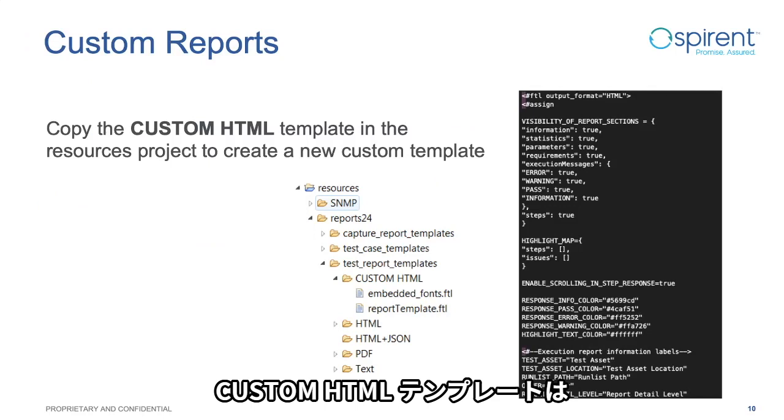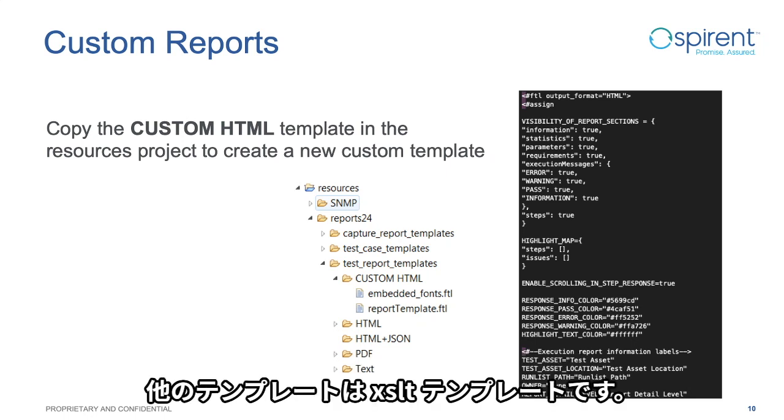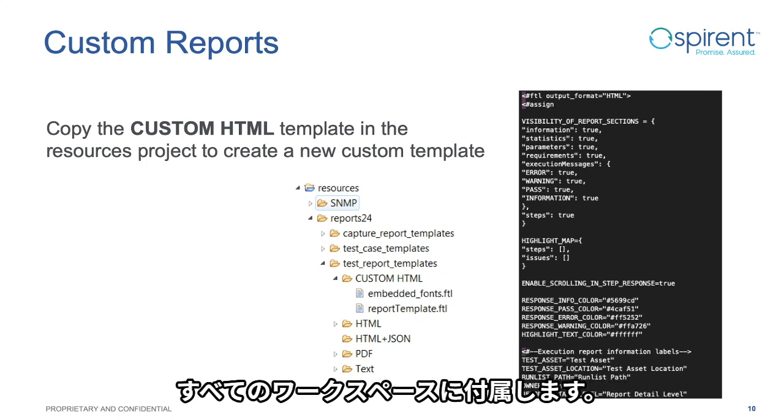The custom HTML template is a FreeMarker template and uses .ftl files. The other templates are XSLT templates. The default test reports are stored in the resources project that comes with every workspace.